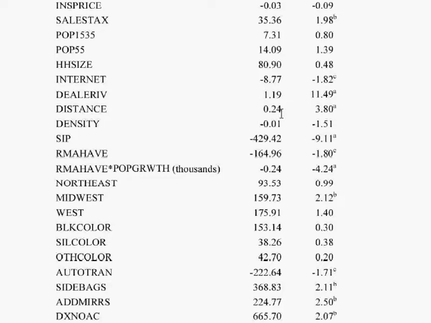Now take a minute and explain to yourself, what does that mean? What are the units of the explanatory variable and what are the units of the dependent variable? Well, they're both in dollars. So this 1.19 tells us that as the dealer invoice price goes up by $1, the price of the vehicle goes up by $1.19.